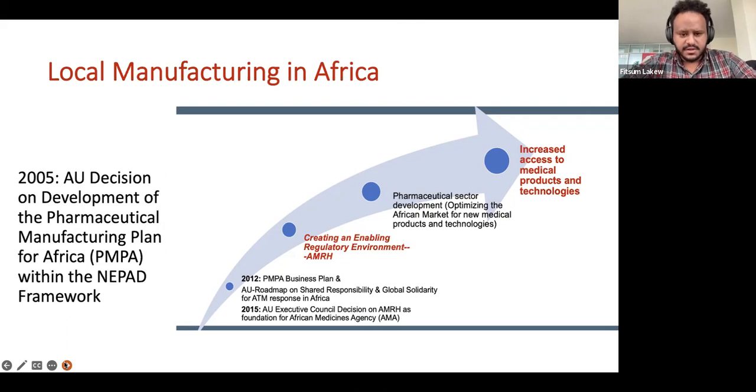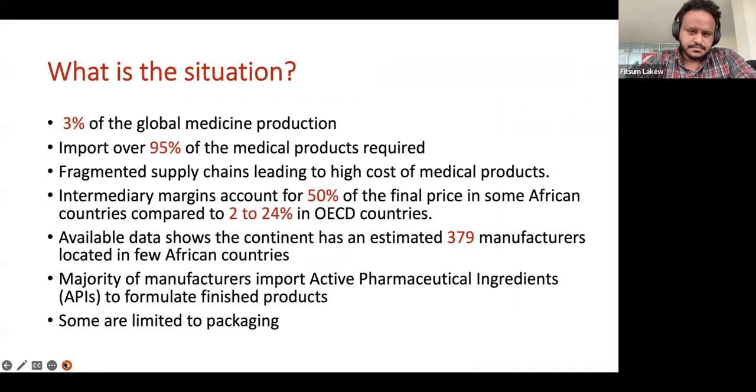In 2012, the PMPA laid out a business plan and a roadmap known as the AU Roadmap on Shared Responsibility and Global Solidarity. It was mainly for the AIDS, TB, and malaria response in Africa back then. Then in 2015, we had the Executive Council decision, which came up with the Africa Medicines Regulatory Harmonization Program, which also led to the birth of the Africa Medicines Agency. The basic aim of the Pharmaceutical Manufacturing Plan for Africa is to increase access to medical products and technologies. So what is the situation as we speak in Africa?